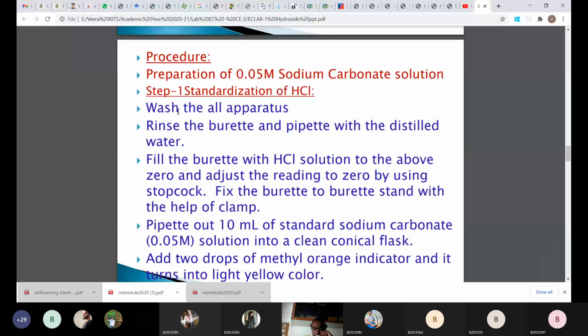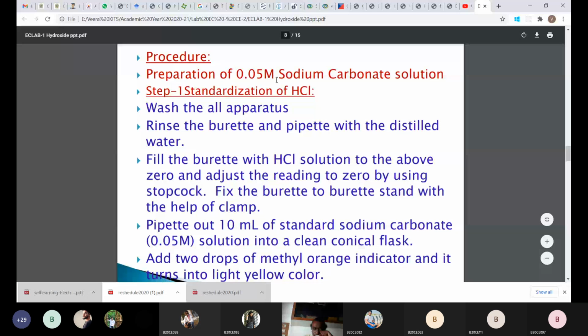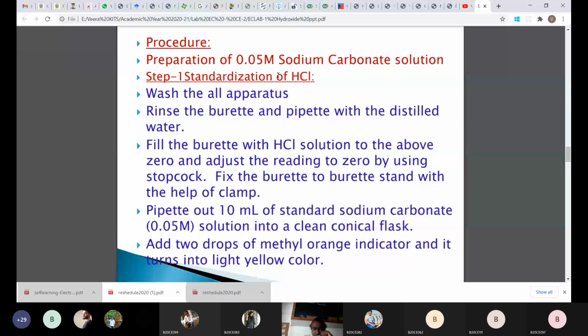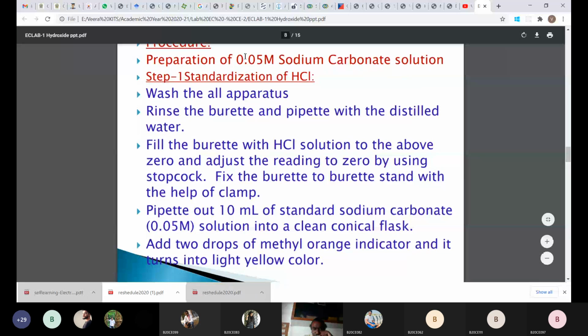You can pipette out 10 ml of sodium carbonate in a conical flask. And you have the HCl solution. Take the HCl solution in the burette, and fix it to the stand with a clamp. After pipetting out 10 ml of standard sodium carbonate, you add 2 drops of methyl orange indicator. When you add this indicator, the solution turns light yellow in color.